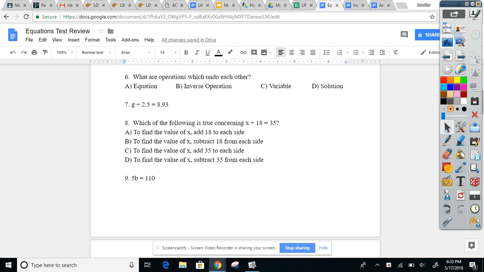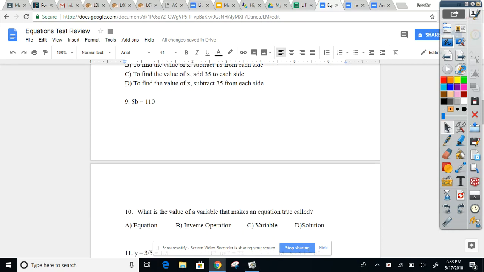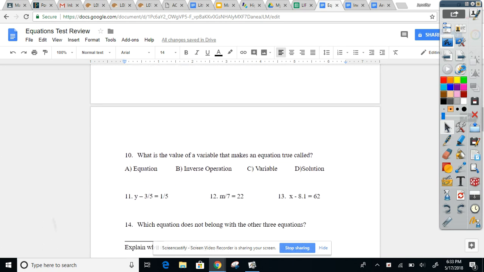What are operations which undo each other? You should know the answer to that. We talk about that all the time. You should be able to do number 7. Remember, I want to get the variable by itself, so I need to do the what operation. Is kind of the answer to number 6. Number 8, it says, which of the following is true concerning x plus 18 equals 35? All right, so this is the same thing. If I want to find the value of x, what do I need to do? You need to pick the correct answer choice. Number 9, same thing as what we were doing before.